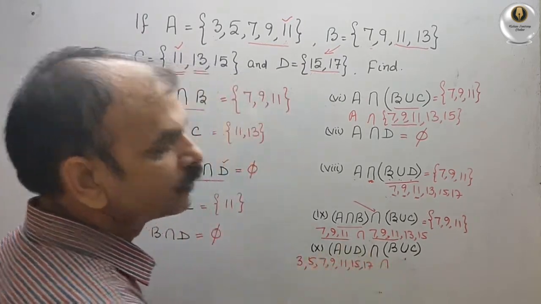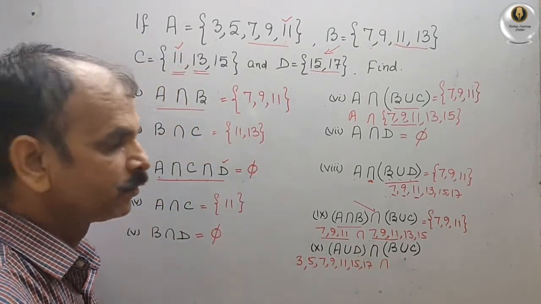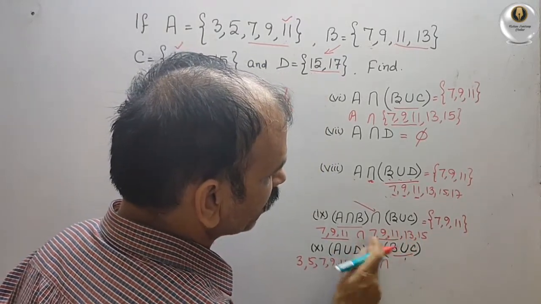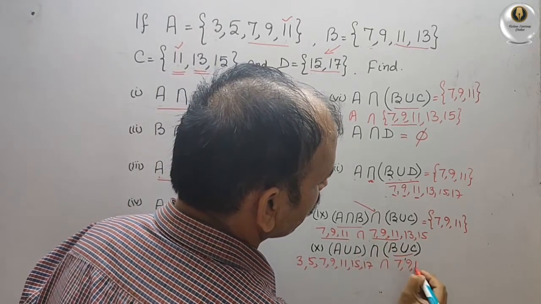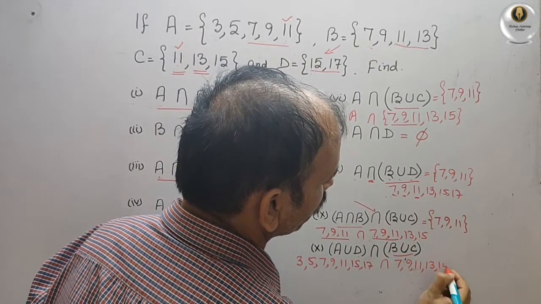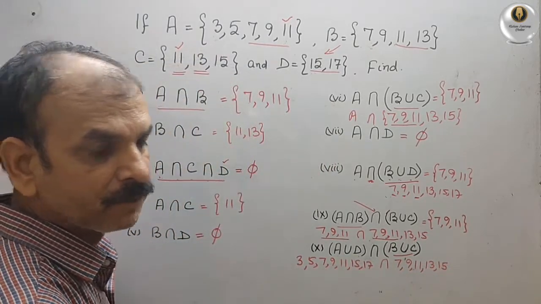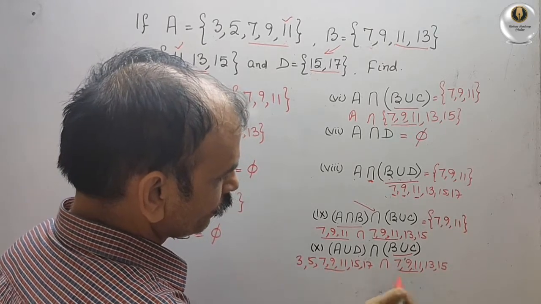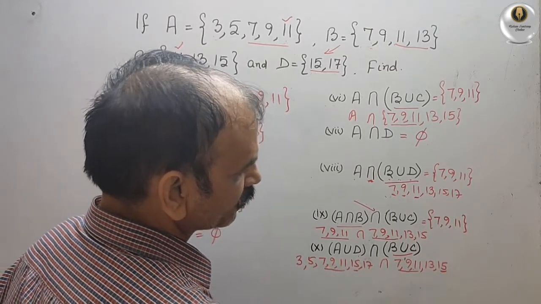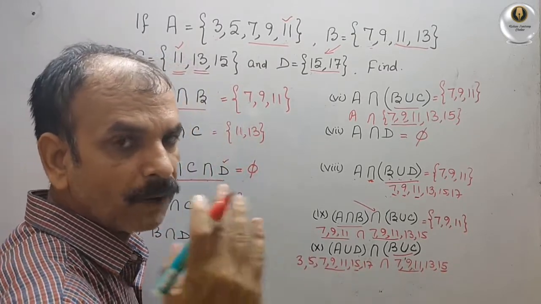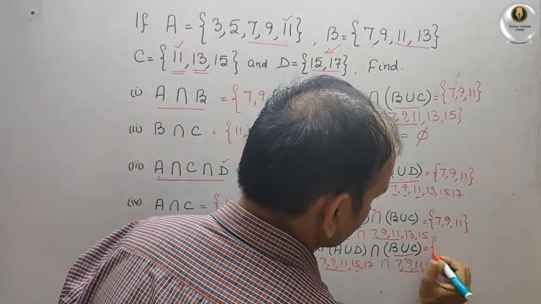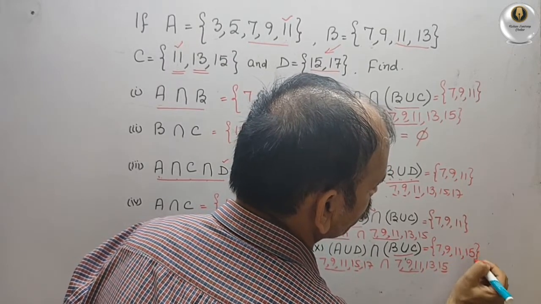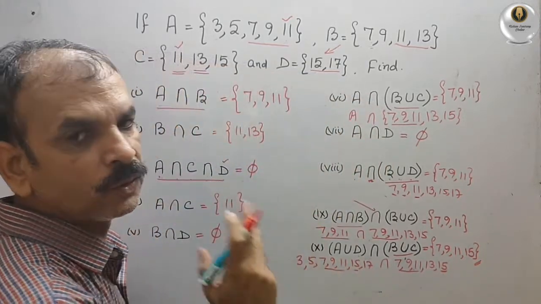Next comes to your intersect. Next is B union C. B union C we have already written here, that is 7, 9, 11, 13 and 15. Now check the intersection. What are they? You can see 7, 9, 11 and 15. So 15 is here. That means 7, 9, 11, 15. So your answer is {7, 9, 11, 15}. So like this we have to do this type of question.